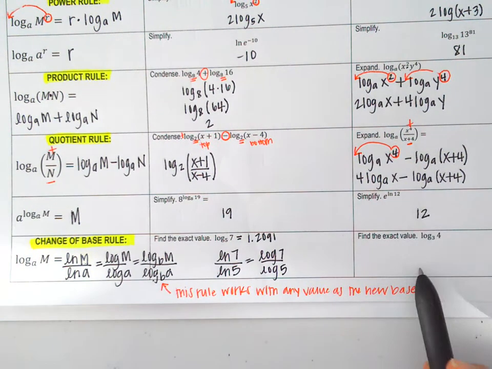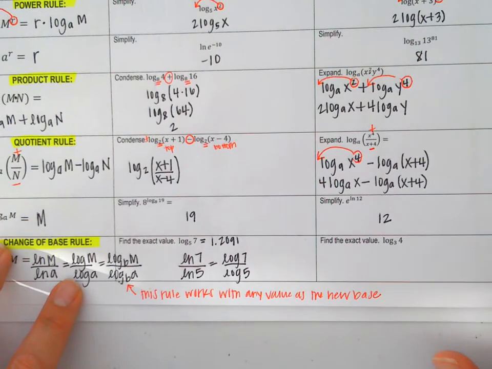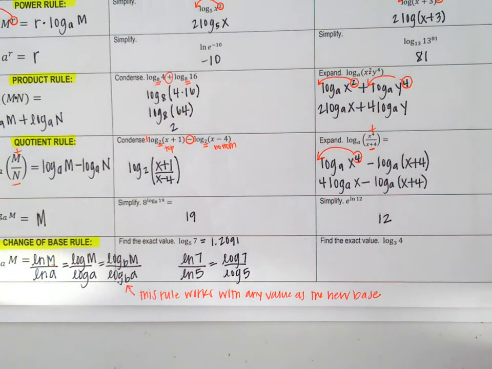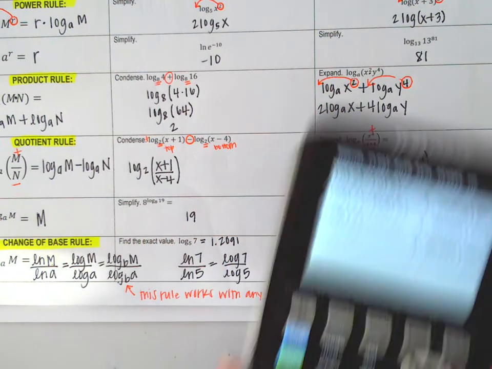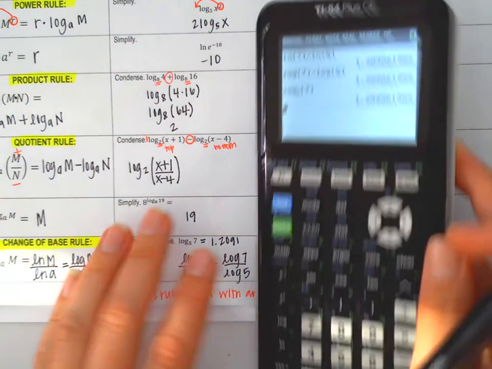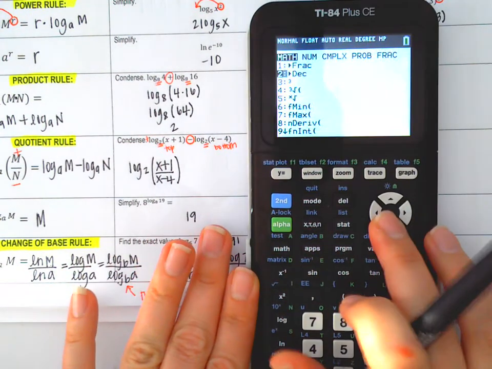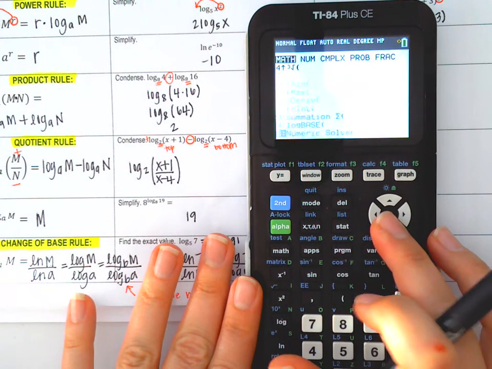So I want you guys to try to find the exact value, however you guys want to do it, with log base 3 of 4. So you can change the base if you prefer to, or use the button like I showed you in here. Again, that's math. I mean, you guys can rewind this as many times as you want.